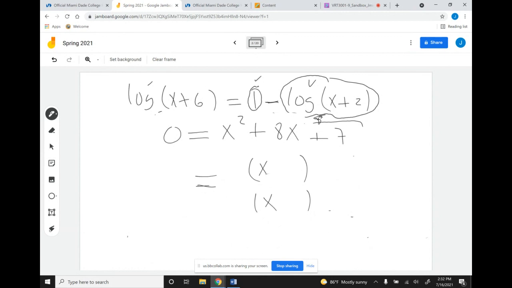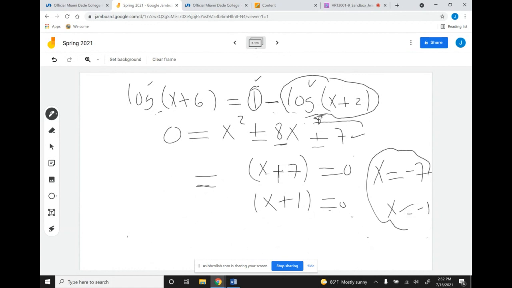This is going to be x. Factors of 7 is 7 and 1. All the terms are plus, so I put a plus, and that will work. 7 times 1 is 7. 7 plus 1 gives you 8. You set each factor equal to 0, and you solve for x. Notice that we have -8, -7, and -1.